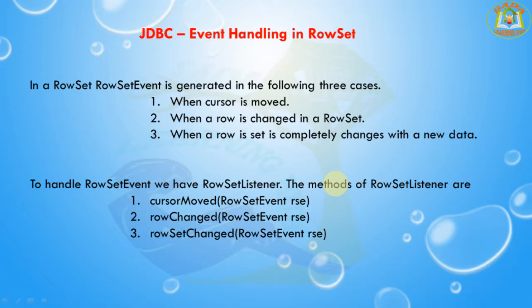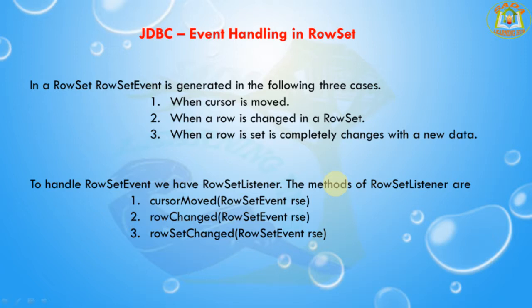Sun Microsystems provided the implementation classes for each of these RowSets. For example, JdbcRowSetImpl, CachedRowSetImpl, WebRowSetImpl, JoinRowSetImpl and FilteredRowSetImpl. These are all implementation classes of these RowSets.